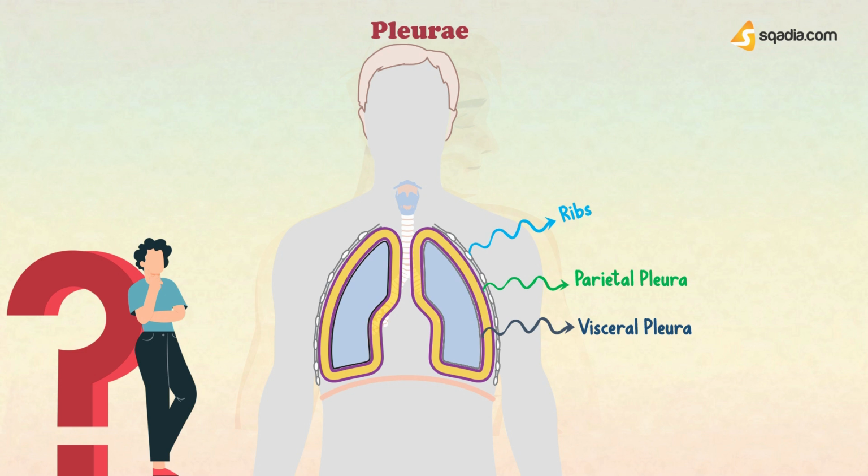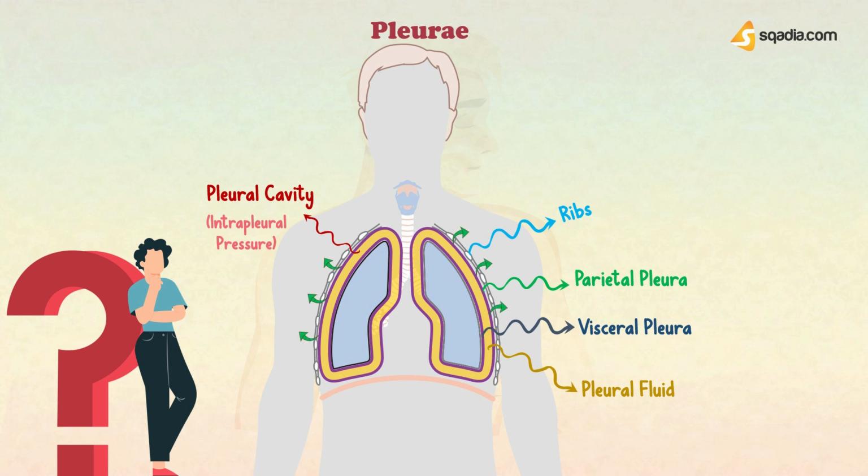Furthermore, the potential space between the two pleurae, the pleural cavity, maintains a pressure slightly less than atmospheric pressure. So it has a negative pressure. This is what we call intrapleural pressure. When the ribs expand and the parietal pleura pulls away, intrapleural pressure becomes even more negative. This has a suction-like effect, causing the visceral pleura to cling even tighter to the parietal pleura. And so, the visceral pleura follows the parietal pleura, pulling the lung along with it.